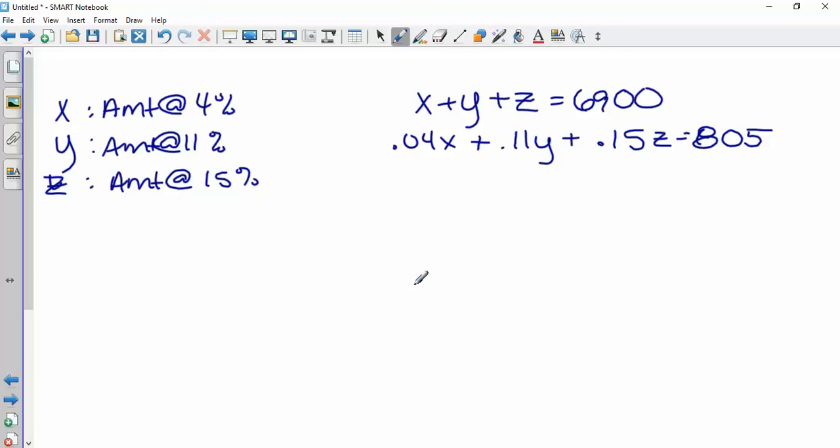The amount of money invested at 15%. So the amount at 15% is z. Was is the same thing as saying equals 300 more than the amounts invested at 4 and 11% combined.